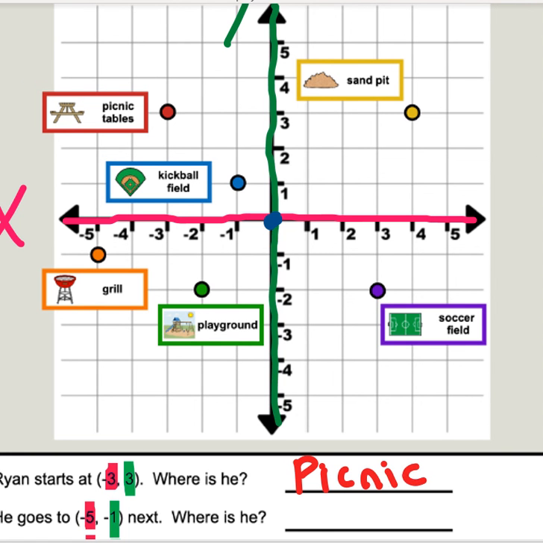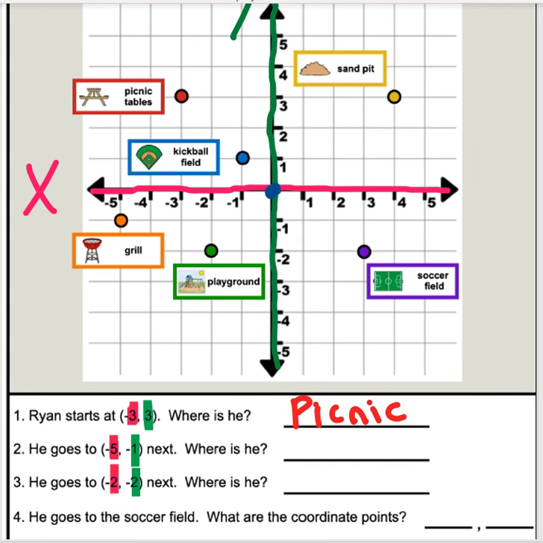So Ryan was where? He was at the picnic tables to start with. Zoom out. Then it says number 2, he goes to -5, -1 next. Where is he? So once again, we start in the middle. We see it's -5 on the x-axis, so that means we're going to go to the left first. So let's count -5. 1, 2, 3, 4, 5. So we're here on the x-axis.